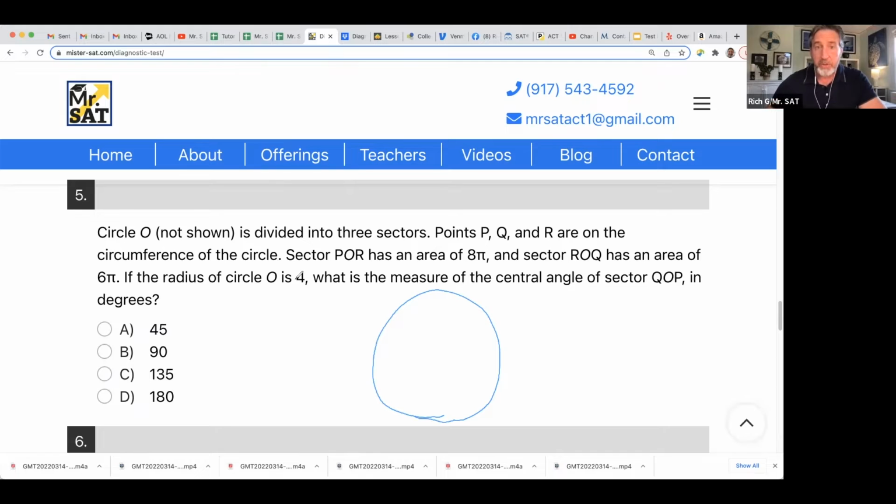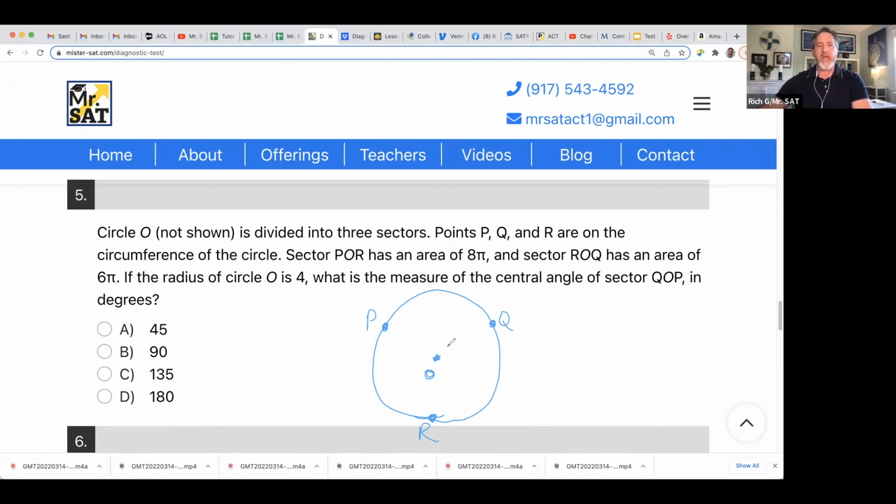It's divided into 3 sectors. Points P, Q, and R are on the circumference of the circle. I'm going to draw that. I always draw. Just draw it. P, Q, R are on the circumference. So far, so good. Sector POR. So if it's circle O, that means the center is at O. That's the nomenclature of circles. So we know the center here is O.